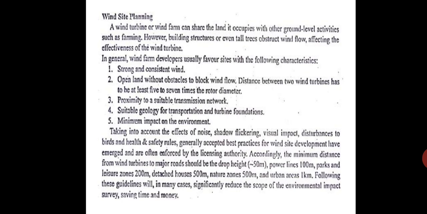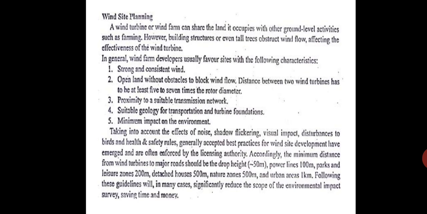So taking into account the effects of noise, shadow flickering, visual impact, disturbance to birds, and health and safety rules, generally accepted best practices for wind site development have emerged and are often enforced by the licensing authorities. When we install a windmill, it is rotating, so it makes noise. Then there will be shadow flickering because it is rotating, and it will have some visual impact. Then they are stating that there is a disturbance to birds. I think there was a movie I saw, Akshay Kumar, about how this network has caused problems to the birds. So the authorities have come out with certain guidelines.